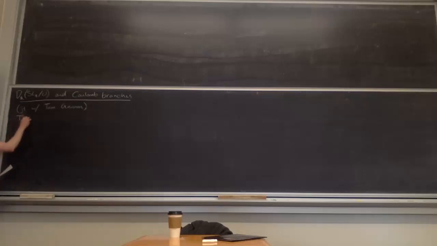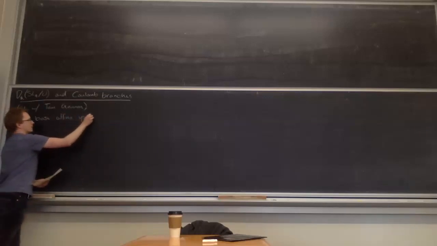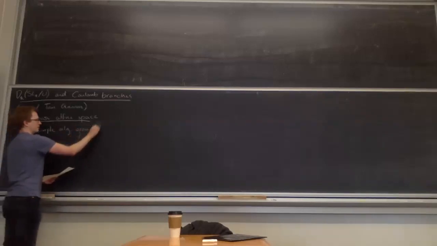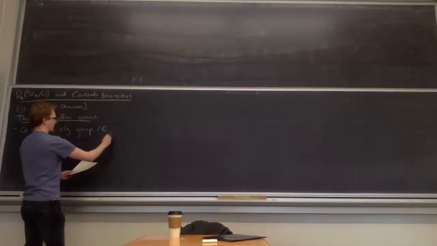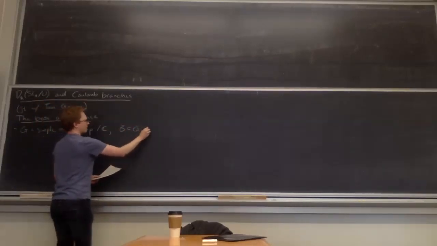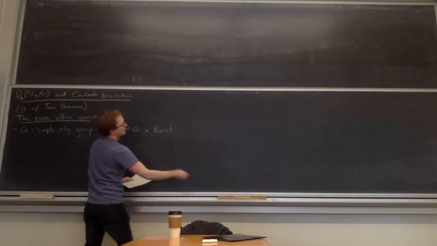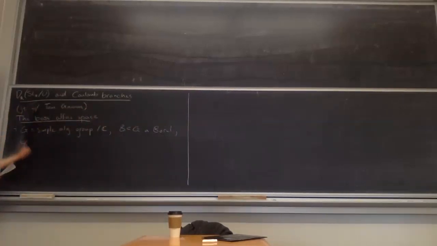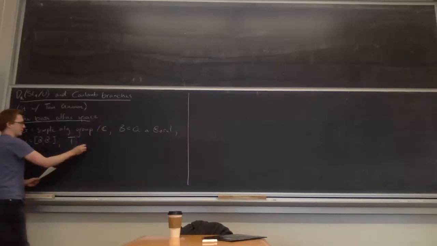So let's start with the base affine space. To fix a little bit of Lie theoretic notation in the beginning here, let me write G for a simple algebraic group over C, B for a Borel, U, as in the U up there, that will be the unipotent radical of B, and then T will be the maximal torus.